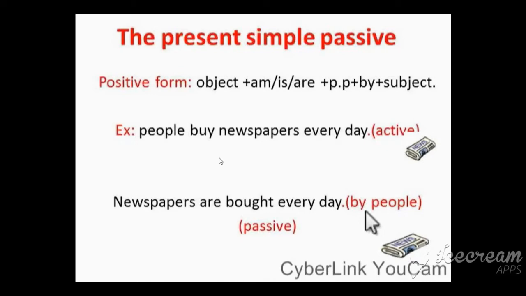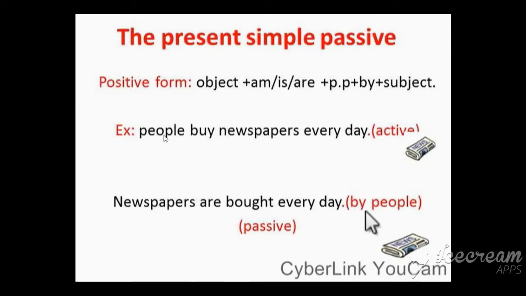Let's start with this sentence. Okay? Note the mouse well. لاحظي معايا الماوس. People buy newspapers every day. This is an active sentence. Active means مبني للمعلوم. يعني ايه مبني للمعلوم؟ يعني السبجكت معروف. السبجكت اللي هو الفاعل. يعني who buys newspapers? People. Okay? يعني مين اللي اشترى؟ People.